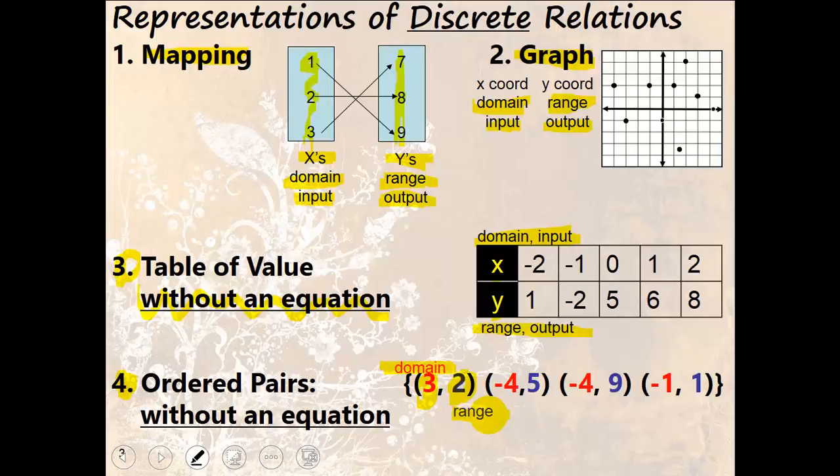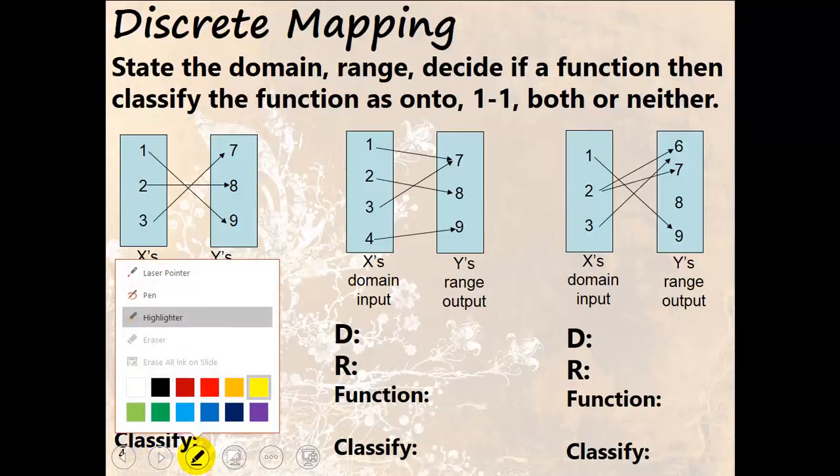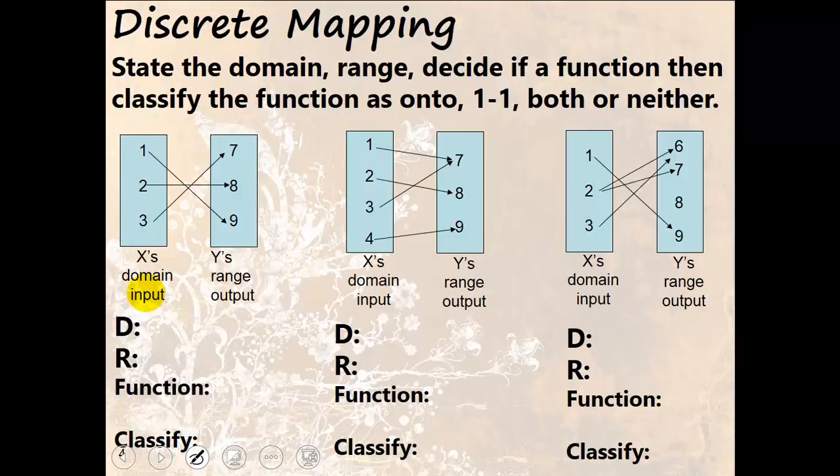Okay, so let's go through some examples of discrete mappings. They want us to list the domain, state the range, decide if it is a function, and then classify it as onto. Remember, every y has an x. One-to-one, meaning no y's repeat. They can be both of those or neither.